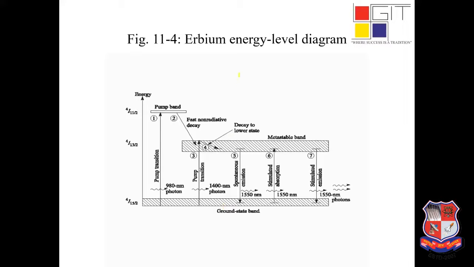One of the most commonly used materials is erbium. In erbium-doped fiber amplifiers, what you can see over here is the characteristics diagram of the rare earth metal known as erbium. This is its ground state. Here you can have 980 nanometer photons coming in from the outside, which then induce various transitions at various different wavelengths, that is, either 1400 nanometers or 1550 nanometers.